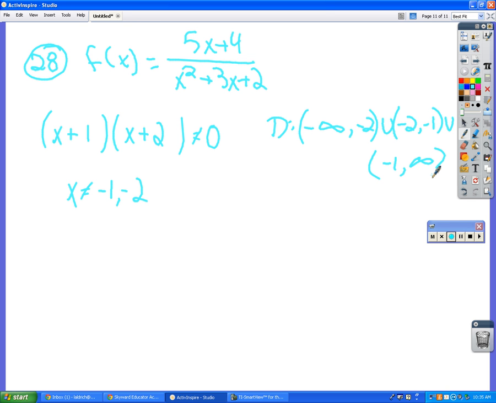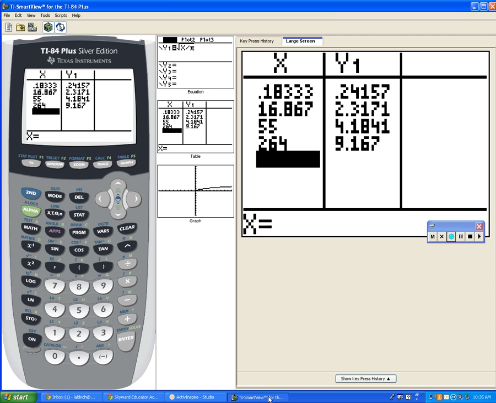Why couldn't you just do negative infinity to negative 2, negative 1 to infinity? Because then you're missing out on all the numbers in between negative 1 and negative 2 that the function could be. Okay?